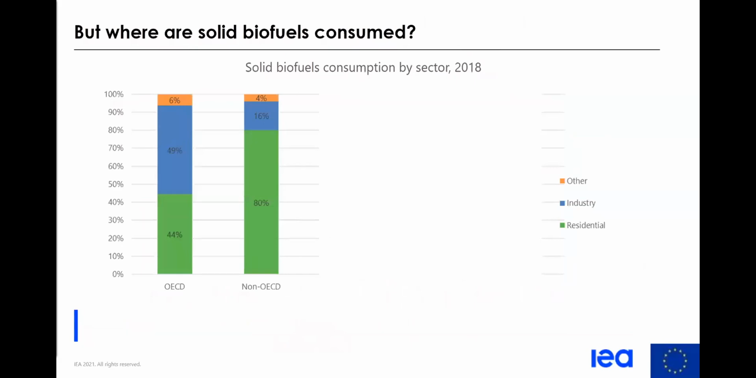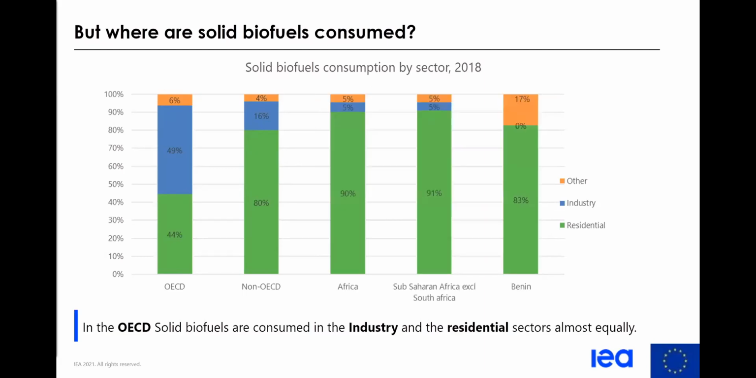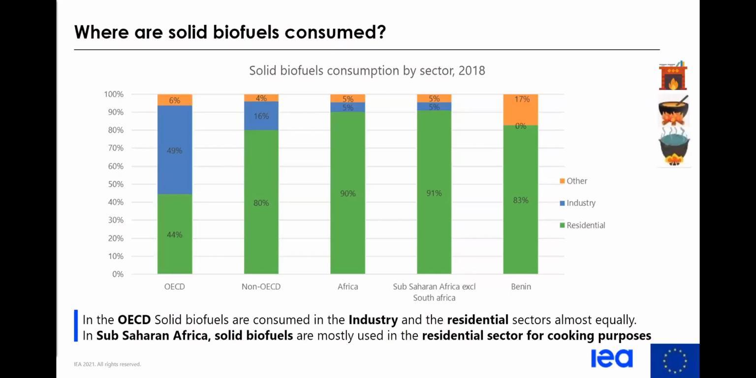But where are solid biofuels consumed? In which sectors? In OECD countries, less than half is used in the residential sector, mostly for heating purposes, and a big part is also used in industry for raising heat in industrial processes. However, in non-OECD countries, a big chunk is used in the residential sector. If we go to Africa, most of the solid biofuels are used in the residential sector and for cooking purposes. However, these numbers could be lower or higher because of data uncertainty.